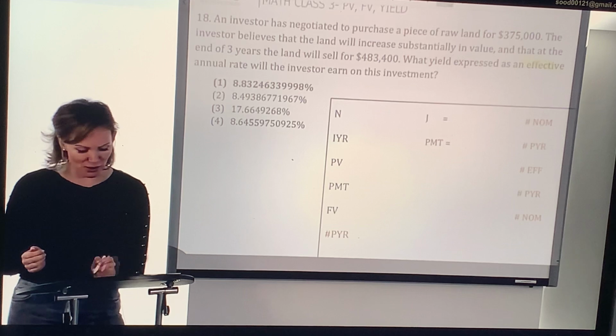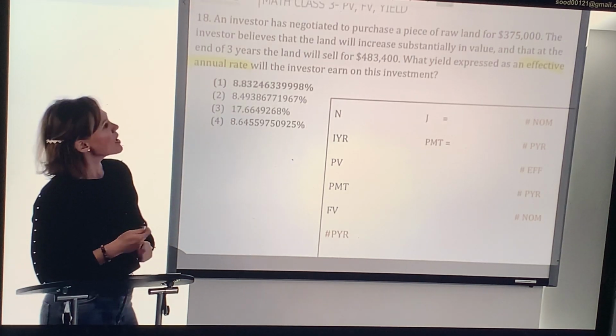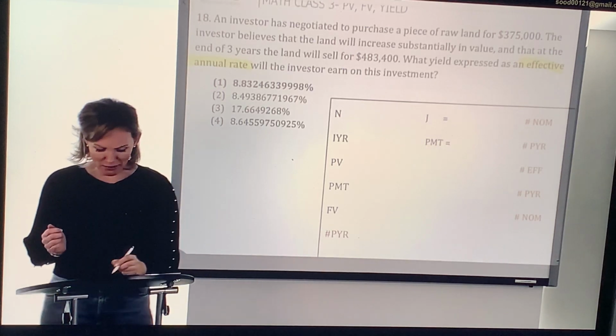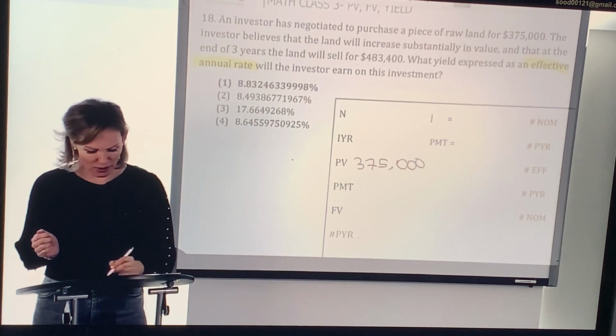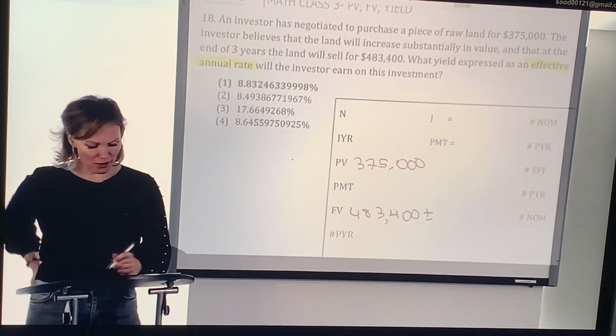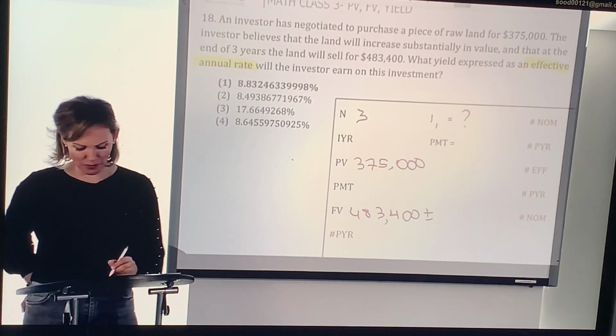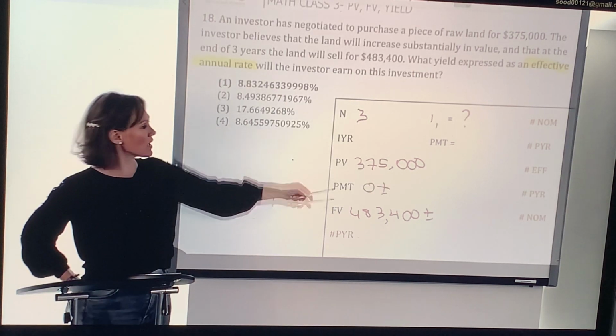Hopefully, that effective annual rate is already sticking in your mind. Well, he can earn on his investments. Okay, so we bought it for $375,000. We can sell it for $483,400. $375,000 will be your present value. $483,400 will be your future value. He'll put the money in for 3 years. Anything else that we have in here? And we have J1 that we're looking for, okay? So we will assume there are no payments. So far, that's all we have.